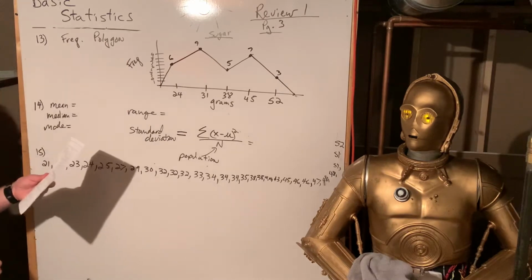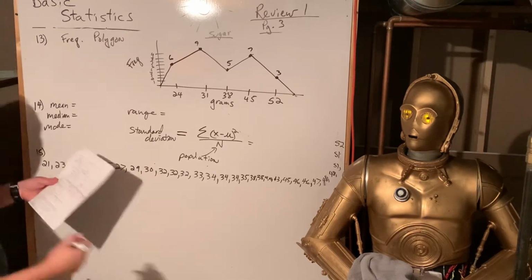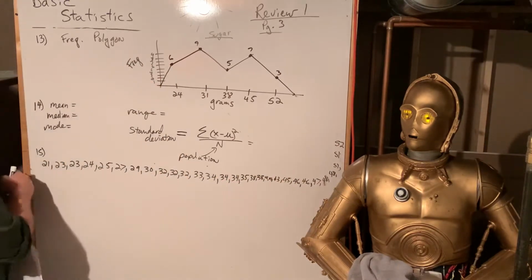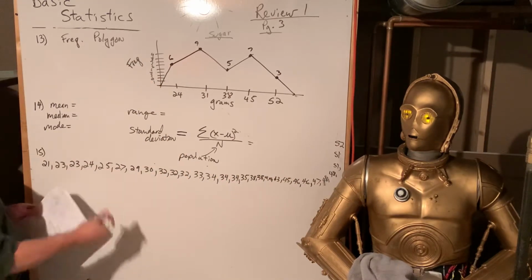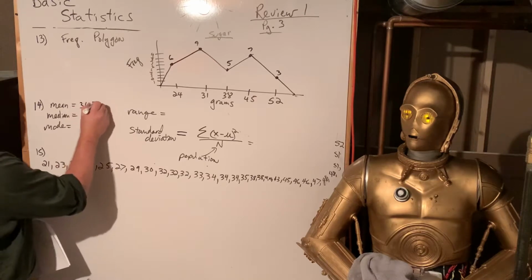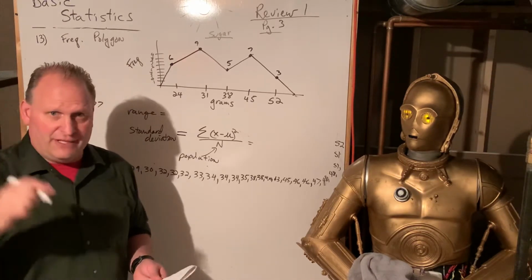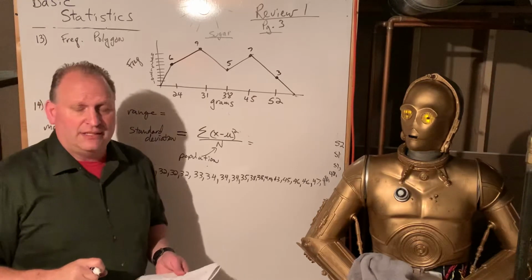All right, so that's the polygon. Mean, median, mode, range, and standard deviation. For the mean, you add up all 30 of these numbers and divide by 30. And that gets you 36.77. I'll show you how to do that in Excel in a video.